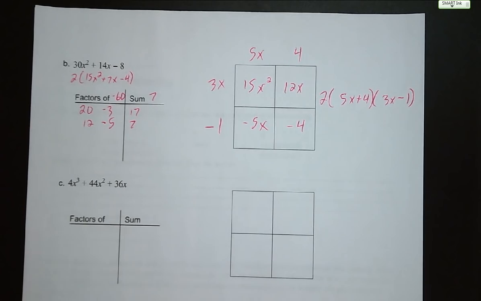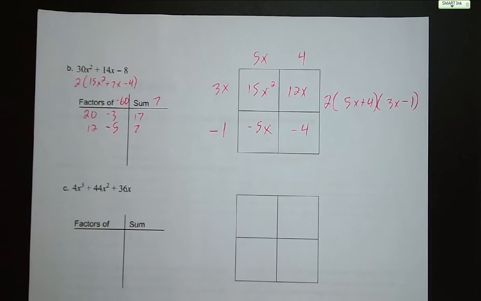Okay, so with these, if you are not factoring it completely, if you did not bring out that common term at the beginning, you would not have the correct answer. You would still have some factoring to do. Okay. All right, next up, 4x cubed plus 44x squared plus 36x.